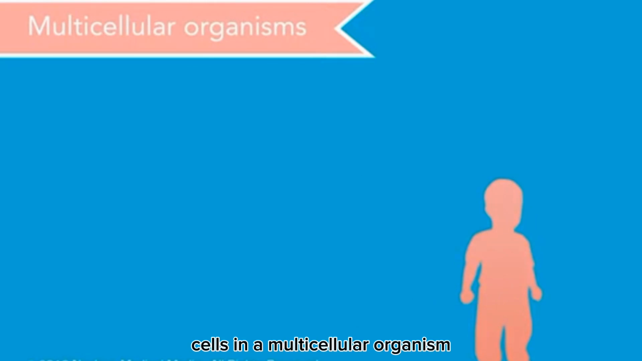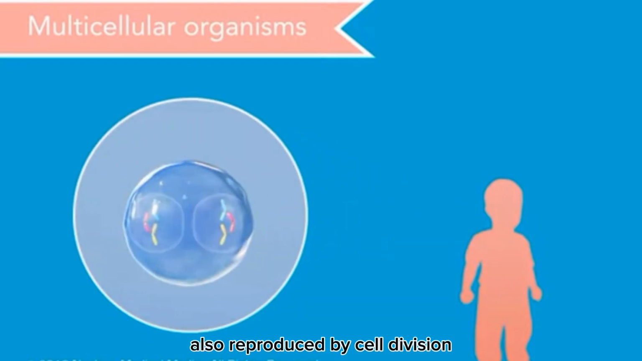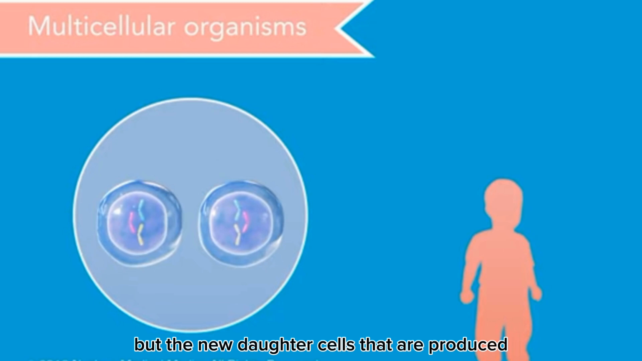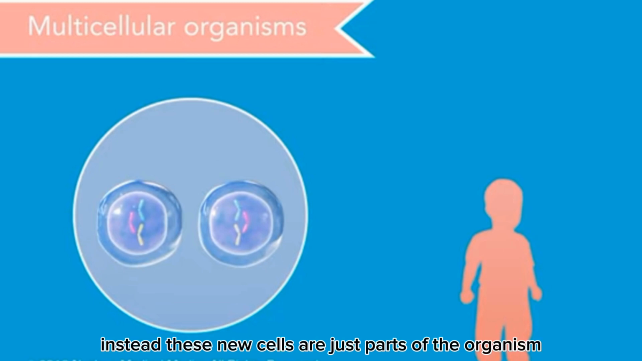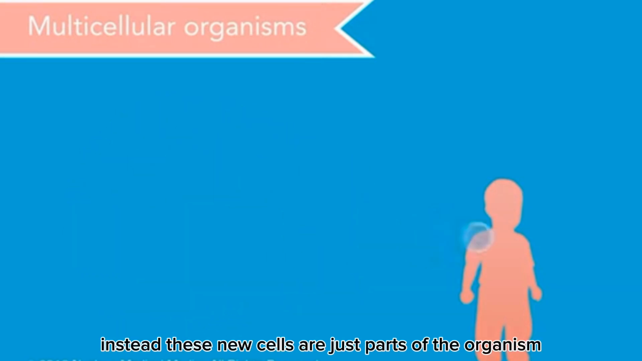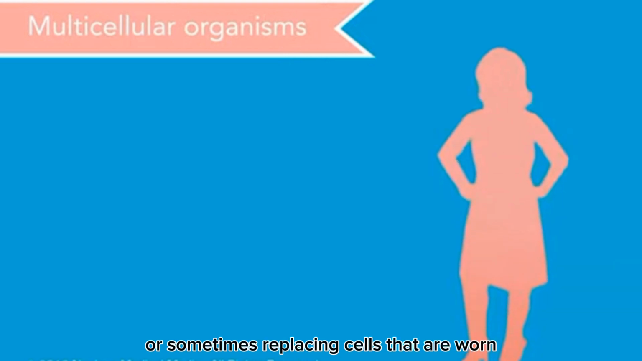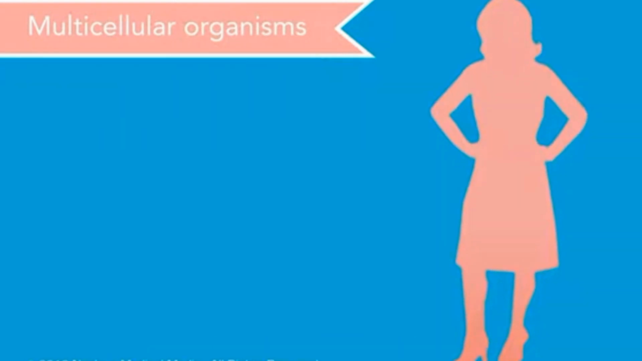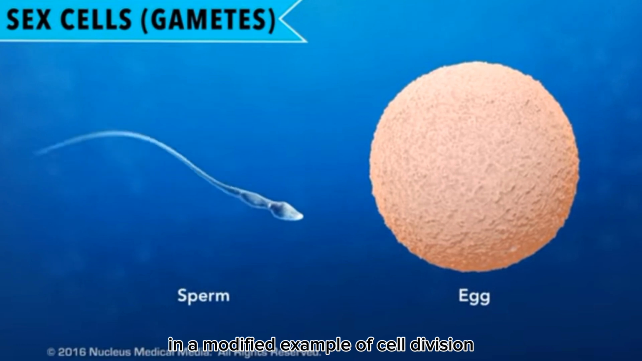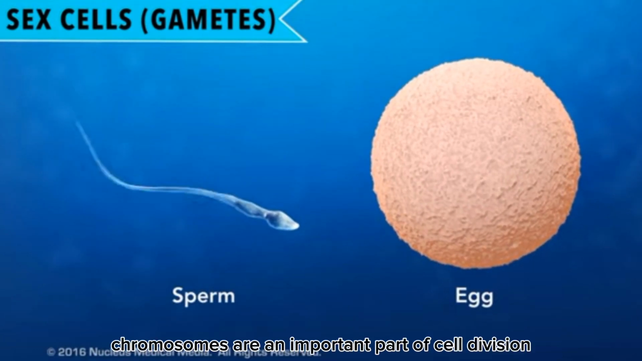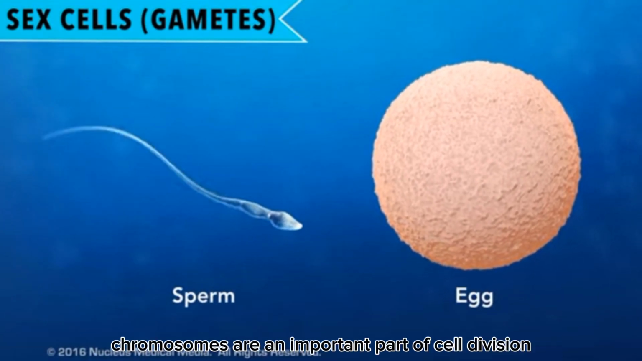Cells in a multicellular organism also reproduce by cell division, but the new daughter cells that are produced are not two separate organisms. Instead, these new cells are just parts of the organism, allowing it to grow, or sometimes replacing cells that are worn. In a modified example of cell division, sex cells called gametes are made. Chromosomes are an important part of cell division.